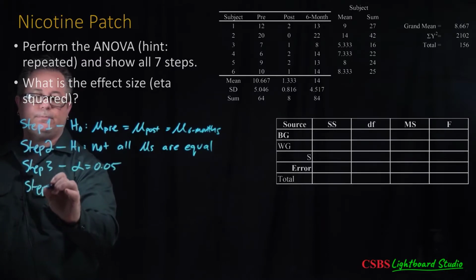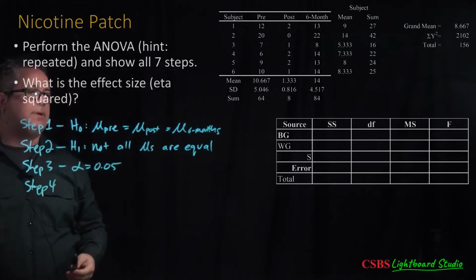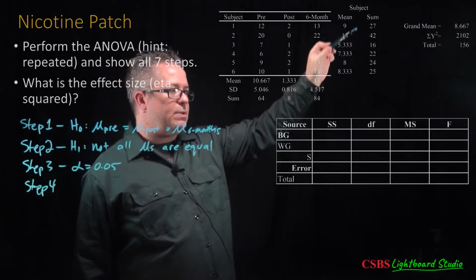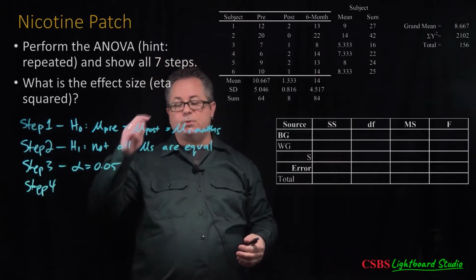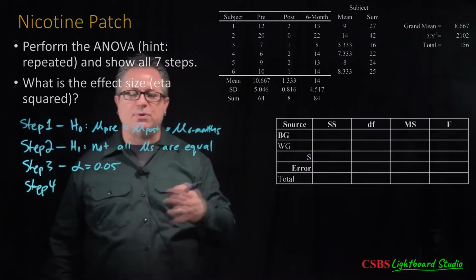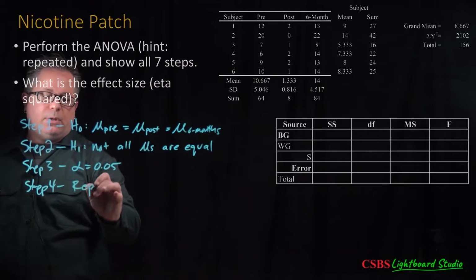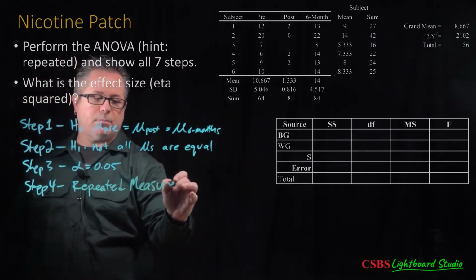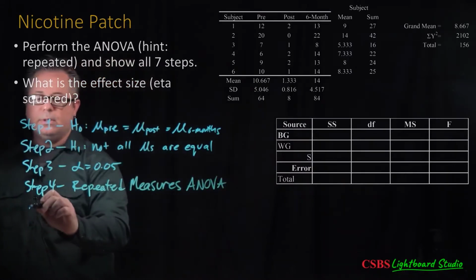Step 4. Well, you're actually given a hint that this is repeated measures, but the fact that you see the subject means and subject sums should give you some clue as to the fact it's a repeated measures, because we couldn't actually sum up or average subject scores if they weren't the same person across the time points. So this is a repeated measures ANOVA. Step 5.